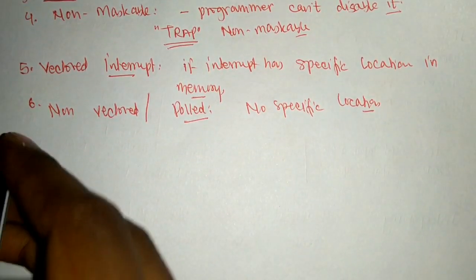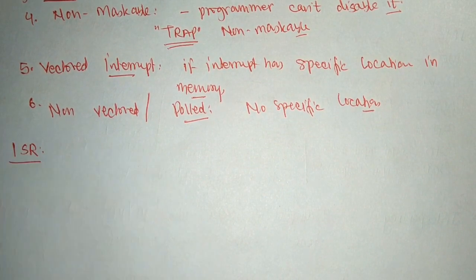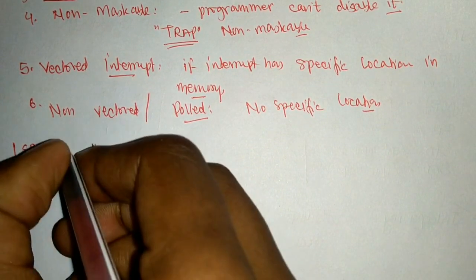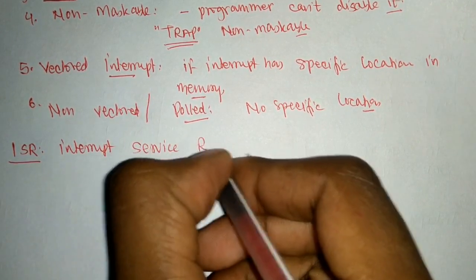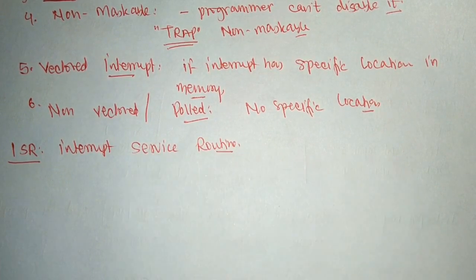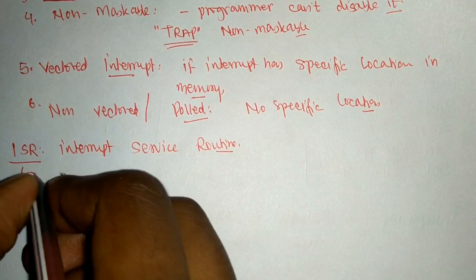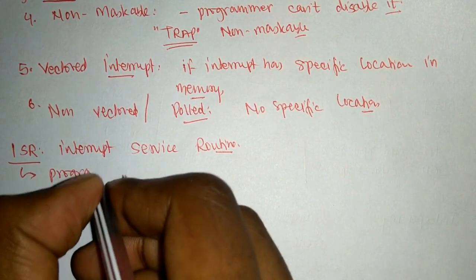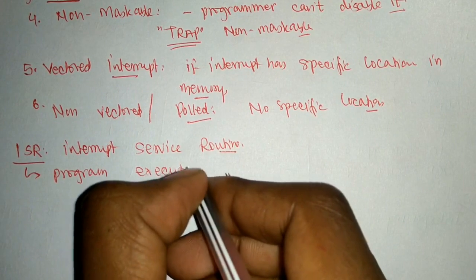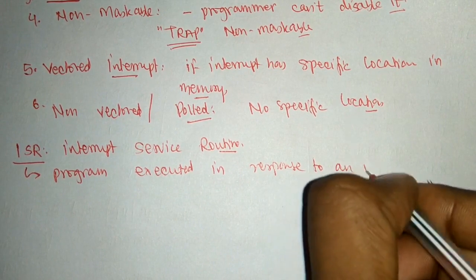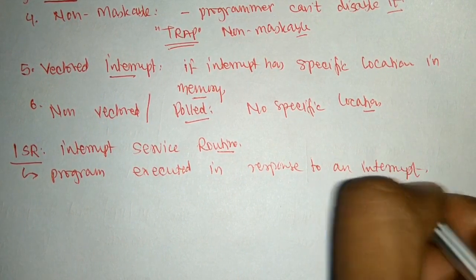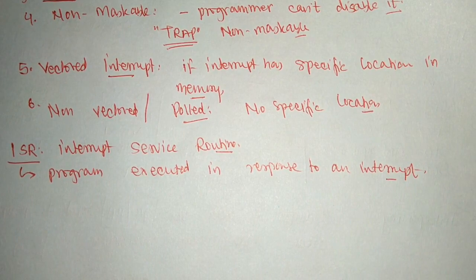We have a term called ISR. ISR means interrupt service routine. You can just remember the full form of ISR. It is the program executed in response to an interrupt. Whenever there is an interrupt in our system, the program it is going to execute is given by the interrupt service routine, or ISR.